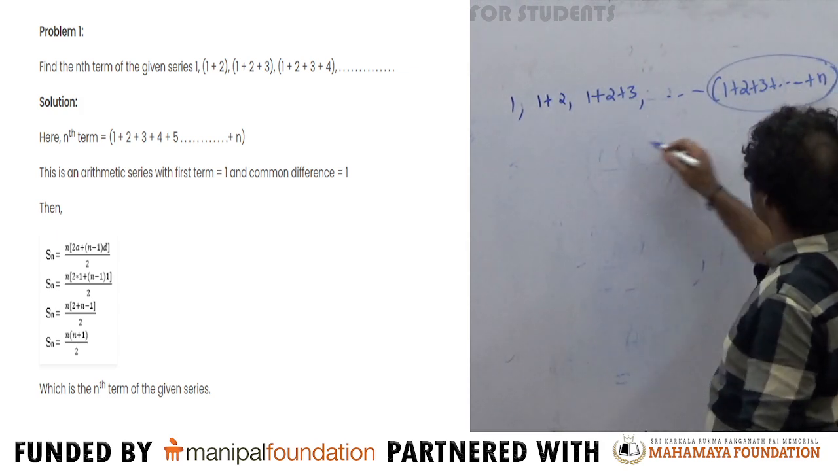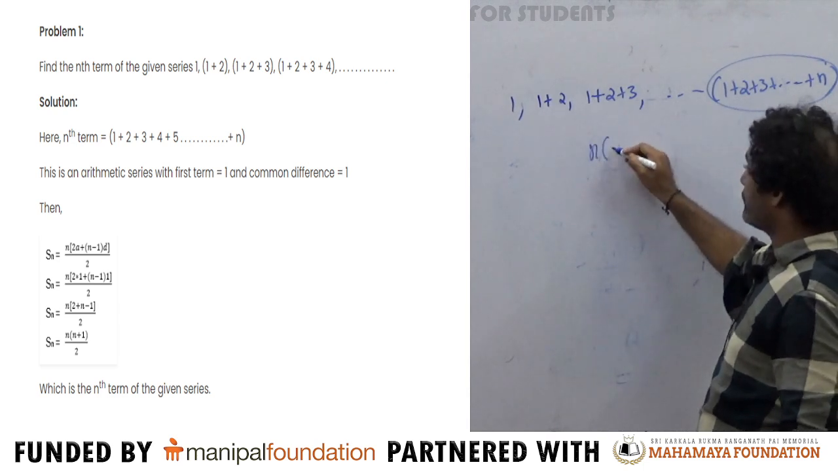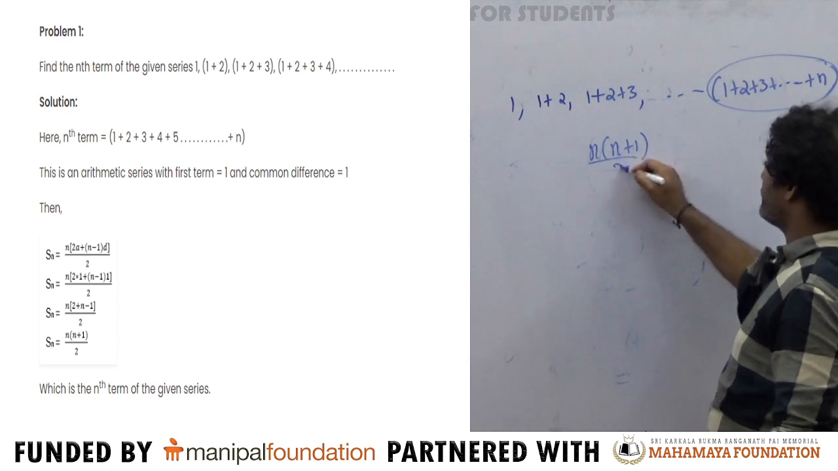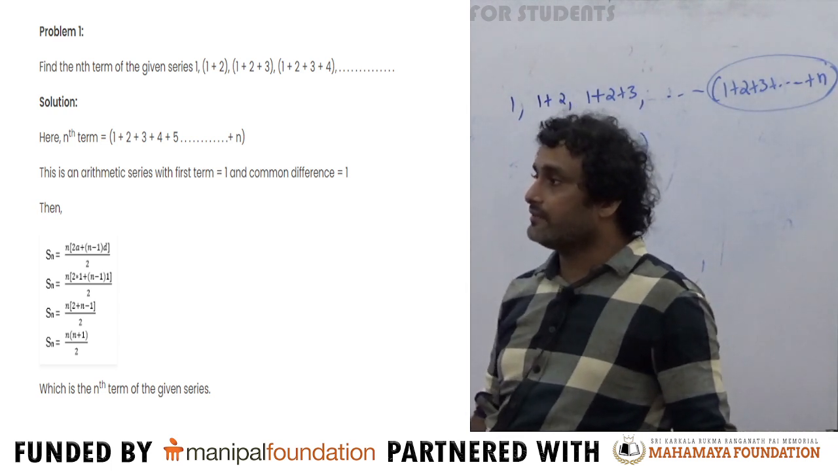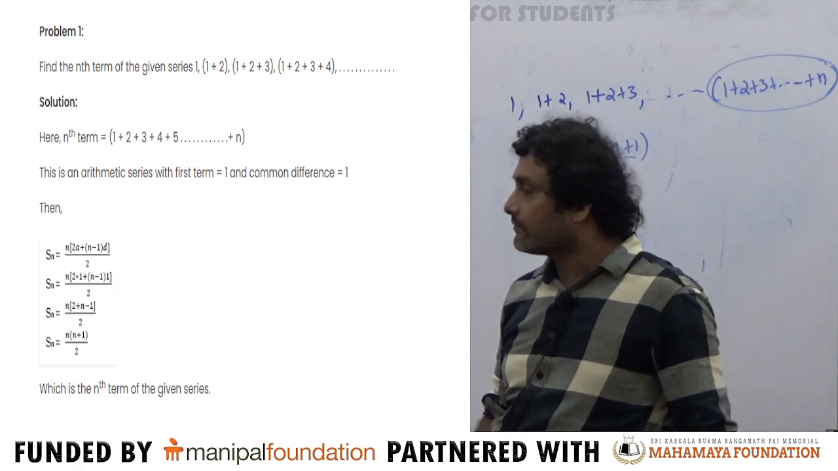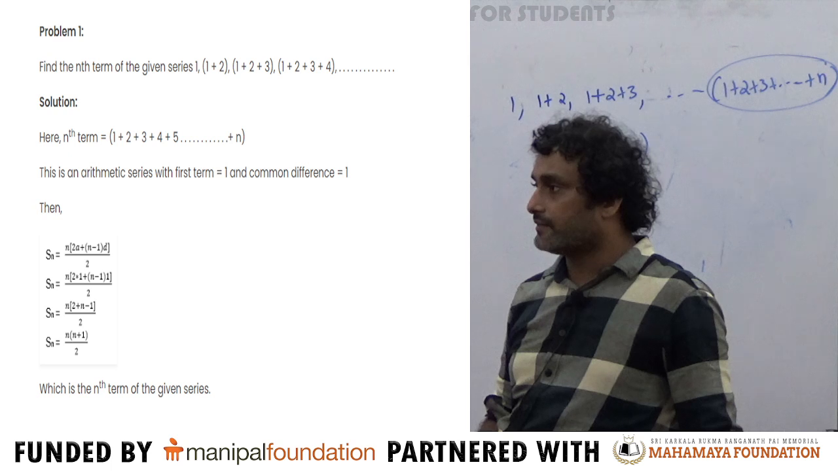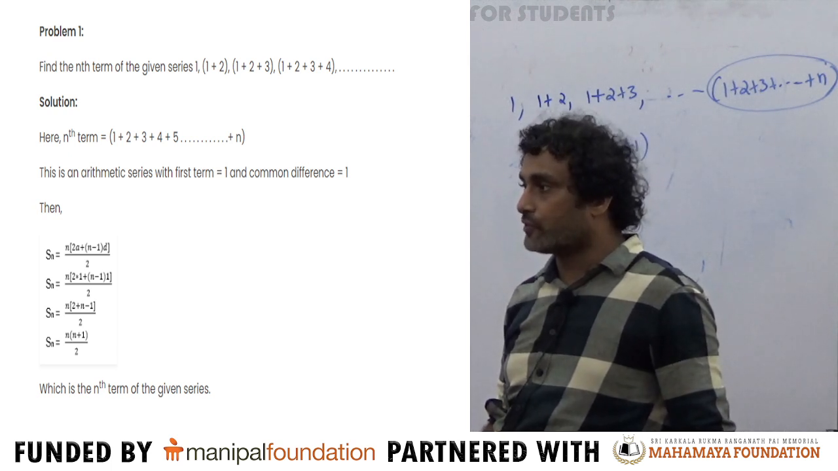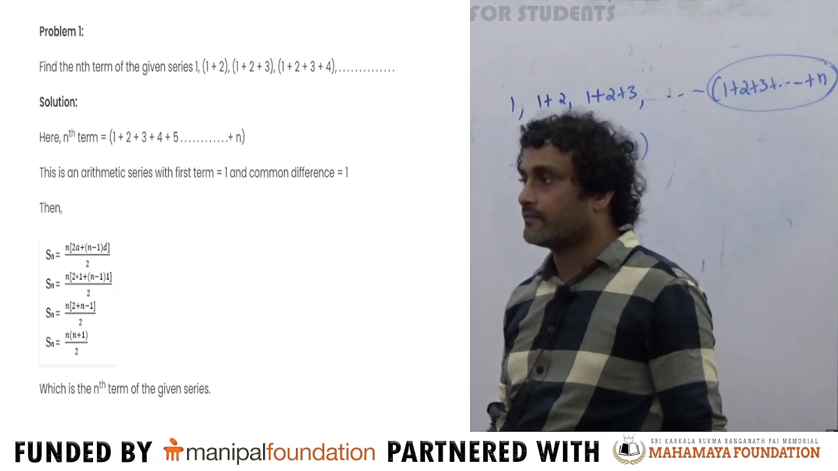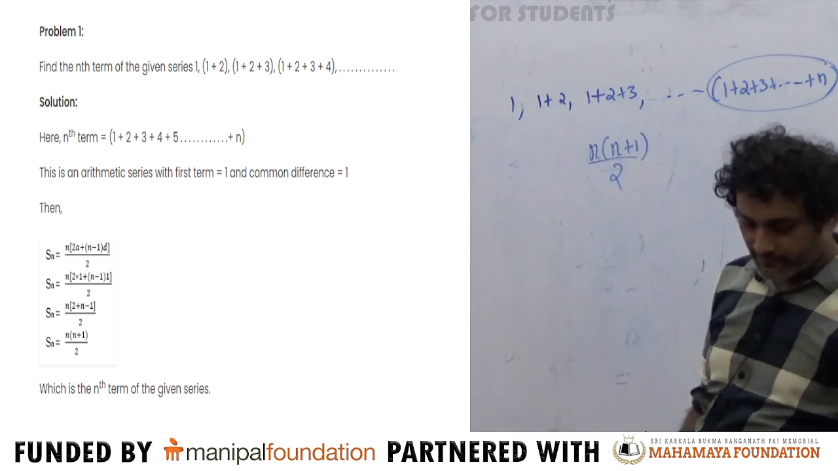Do we know this directly, we just got the shortcut, right? n into n plus 1 divided by 2, done, that's it. Is that okay? Yeah, right? That's the thing, okay? So which option? Is it the fourth option?